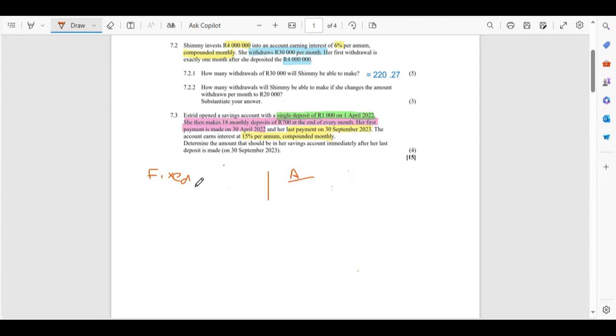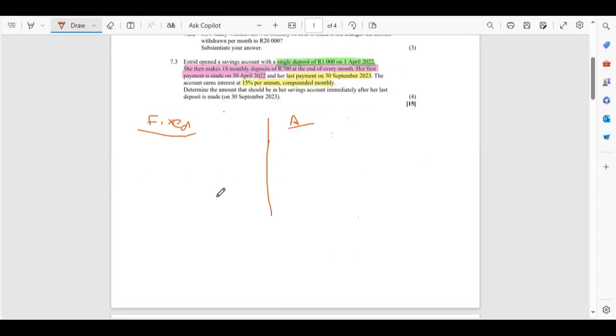Now, in order to go about doing this, you need to calculate the future value of this fixed amount as well as the future value of this annuity separately, and then you add the two. The two future values will give you the amount that should be in her bank account at the time of the last deposit. Let's start with this part, because here we say this is a fixed deposit question.